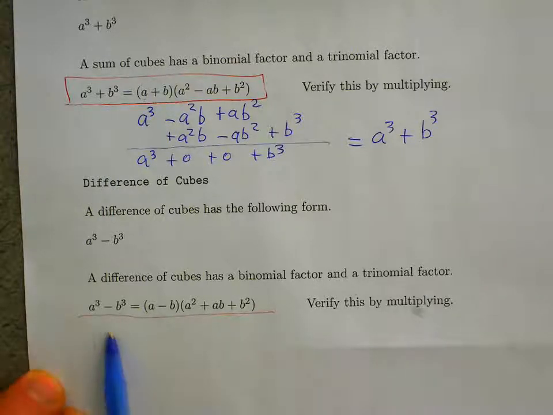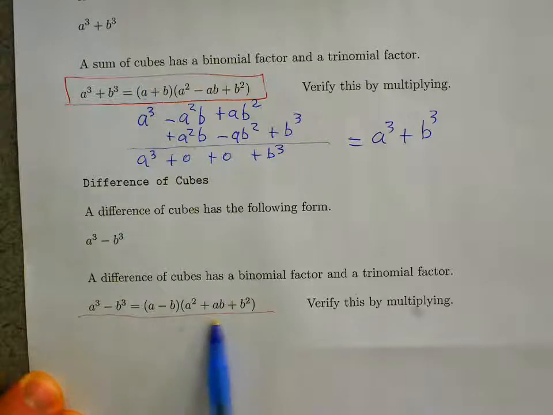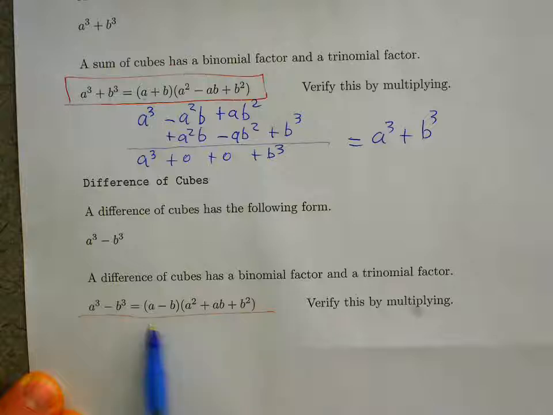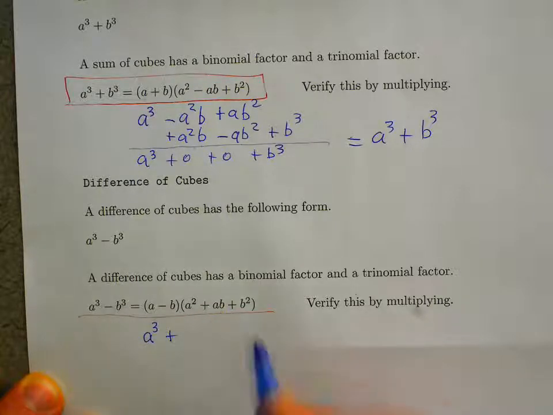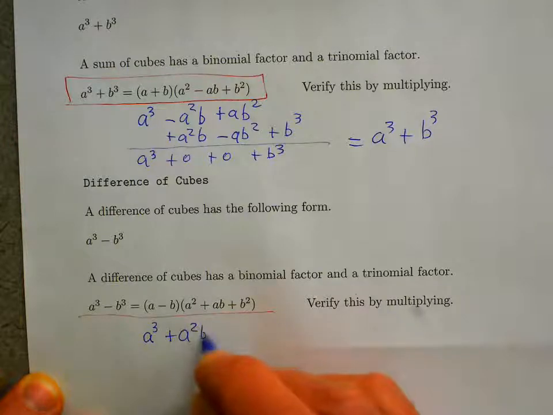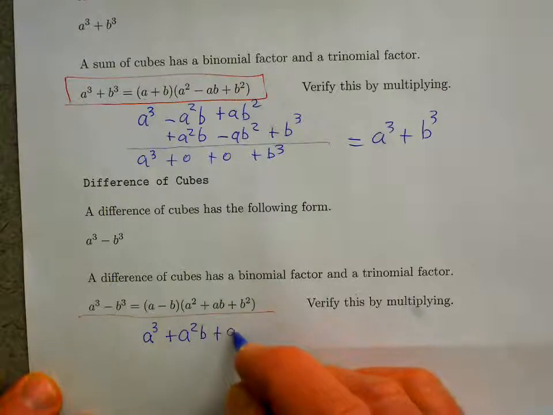Okay, but let's go ahead and verify that the product of a minus b and a to the second plus ab plus b to the second is equal to the difference of cubes, a to the third minus b to the third. So we can check our factoring by multiplying. We multiply a times every term in the trinomial. A times a to the second is a to the third. And then plus a times ab is plus a to the second b. And then plus a times b to the second is plus a times b to the second.